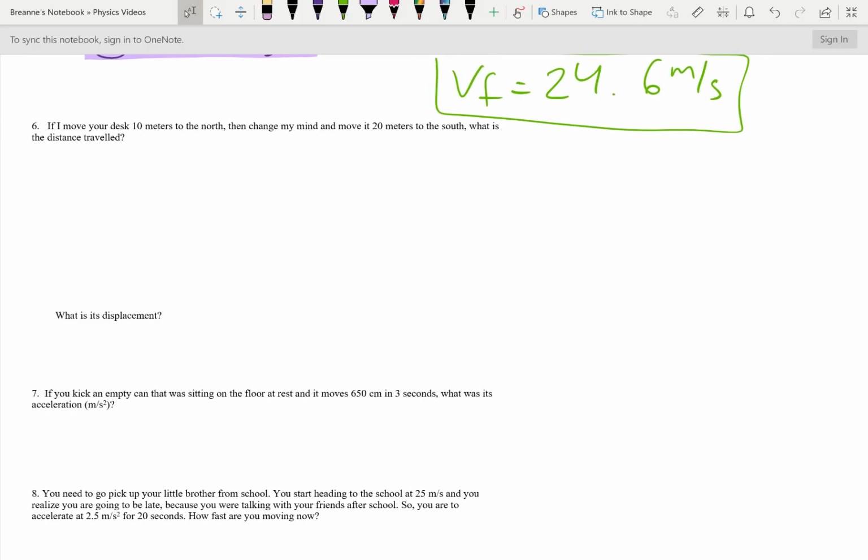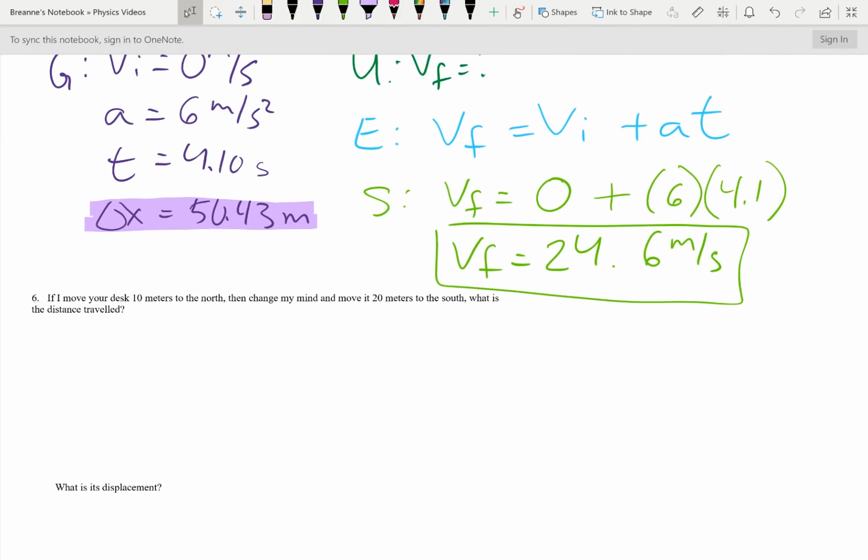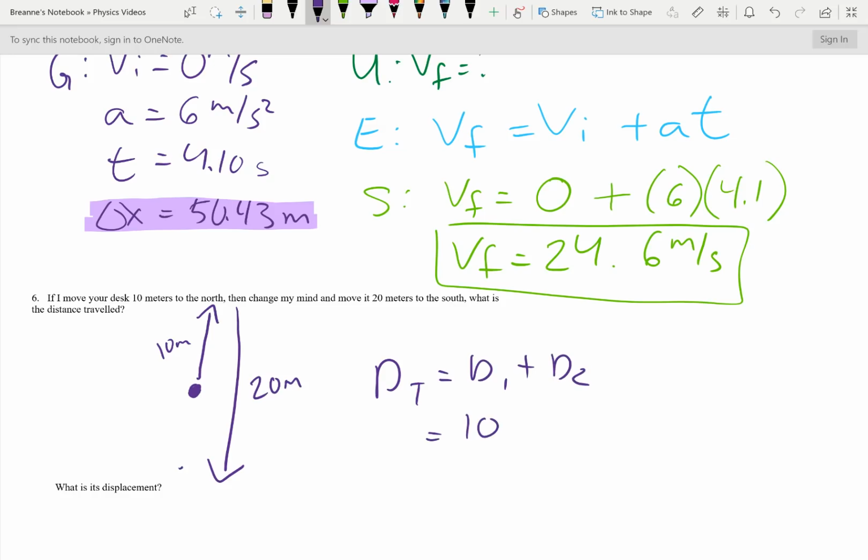I'm a very visual person. You all know that by now, so I'm going to draw it out. If I put your desk here, your desk is now a circle. We're going to go 10 meters north, and then we're going to go 20 meters south. So what is the total distance? Remember distance? You just add it up. So you went 10, and then you went 20. Direction does not matter. So the total distance I traveled with your desk is 30 meters.